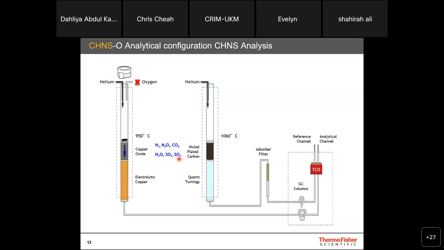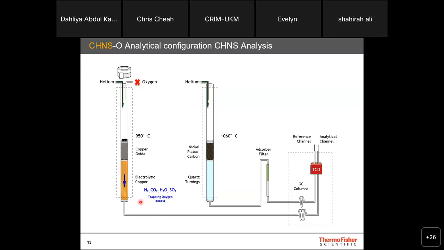So what will happen to the NxOy and also SO3? We will reduce them with this electrolytic copper. From the copper oxide, it will generate gases and some byproducts. But when it goes through the electrolytic copper, the 80 centimeter gold-colored part, we will have the ultimate four gases that we want: nitrogen, carbon dioxide, water, and sulfur dioxide. You remember you had oxygen earlier? The excess oxygen will also be trapped in this particular copper. So now these are the four gases that we want.